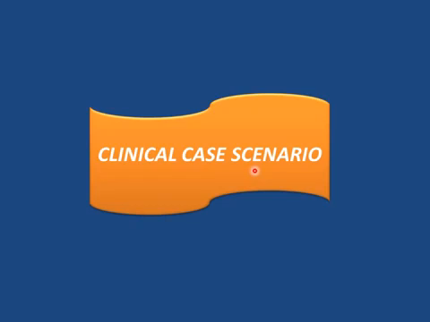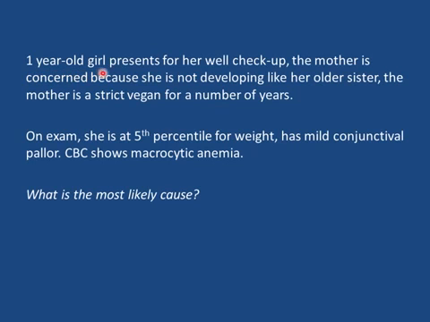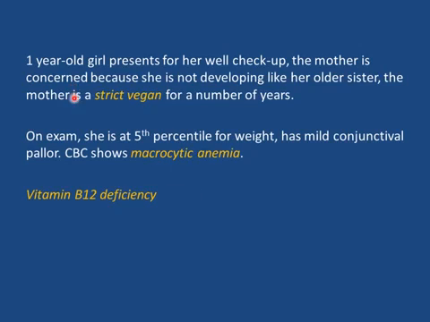Let's take a clinical case scenario. This is a 1-year-old girl who presents for her well checkup. The mother is concerned because she is not developing like her older sister. The mother has been a strict vegan for a number of years. On physical examination, she is at the 50th percentile for weight, has mild conjunctival pallor, she's pale. CBC shows macrocytic anemia. What is the most likely cause? The key words in this question are strict vegan and anemia, and the anemia is macrocytic. The most likely cause of this anemia is vitamin B12 deficiency.